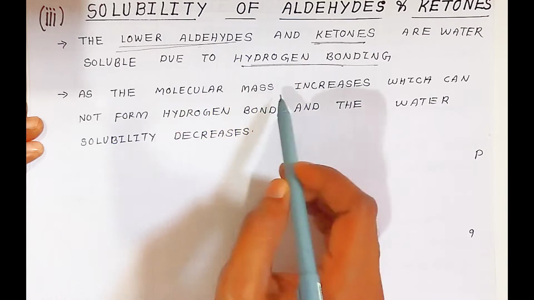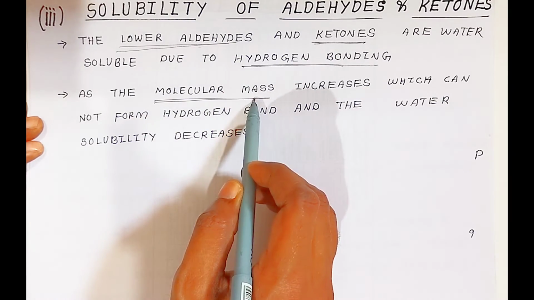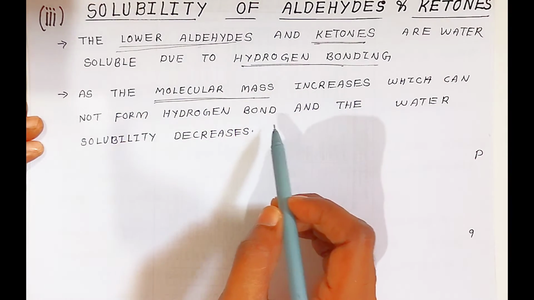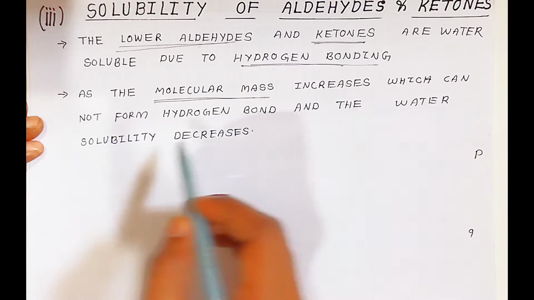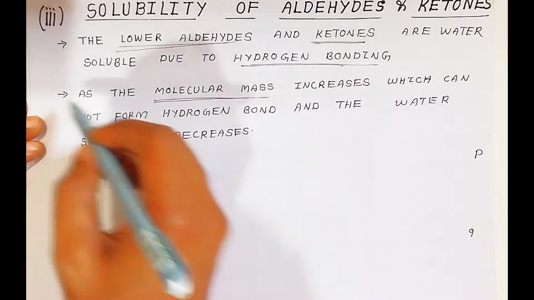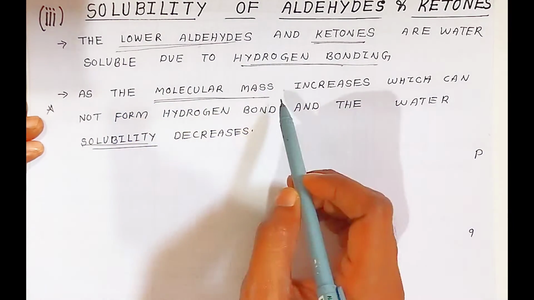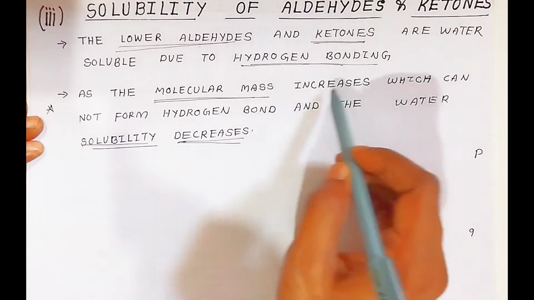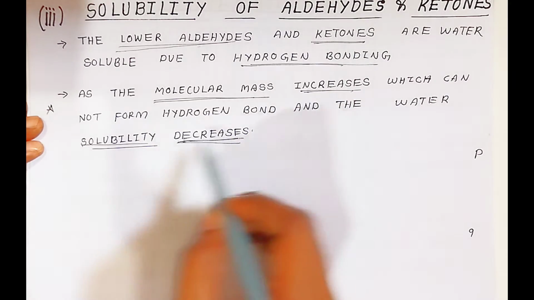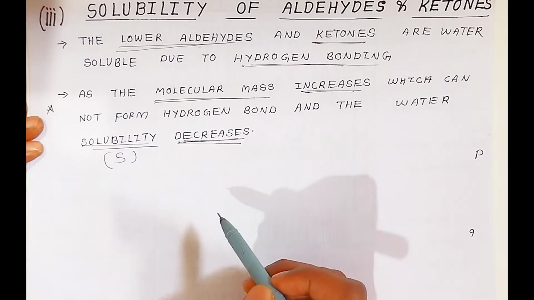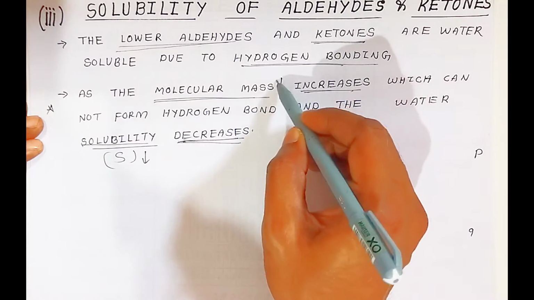Now as the molecular mass increases, students, please pay attention, you cannot find hydrogen bonding. It is very difficult to find, and the water solubility decreases. This is very important, students. Because of the increased molecular mass, solubility decreases. Just as the molecular mass increases, the solubility, which we show with capital S, decreases.